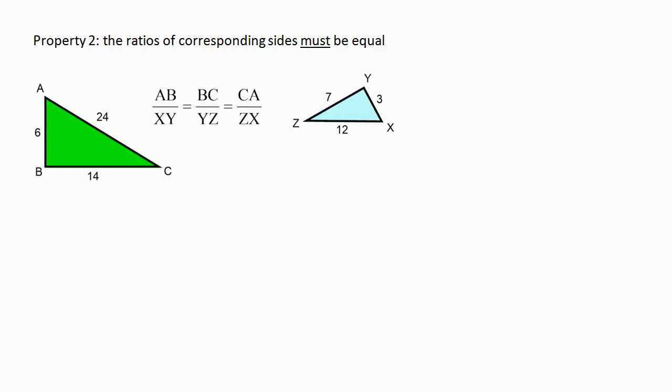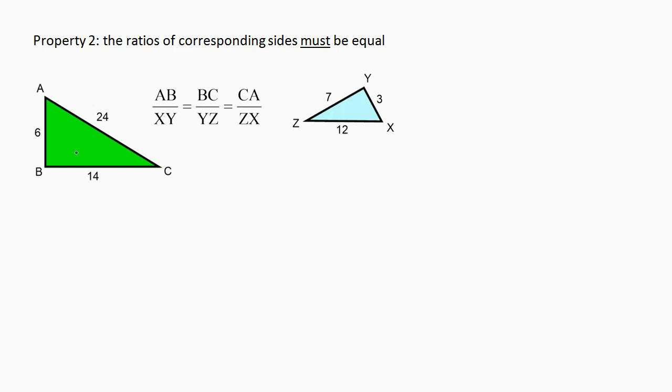Okay, so in our next example, we're going to look at the second property, which is that the ratios of the corresponding sides must be equal. Now for this property, we're not really looking at the angles at all. We're just looking at the side lengths of the two triangles.